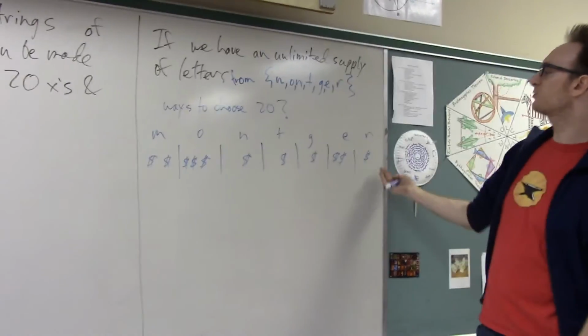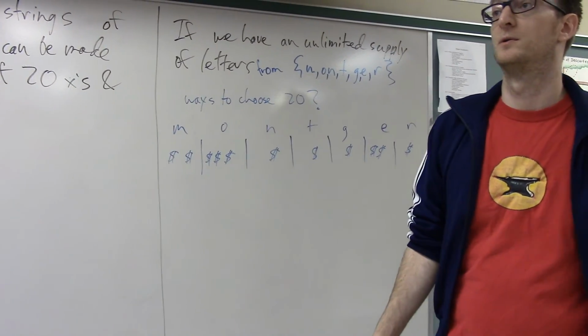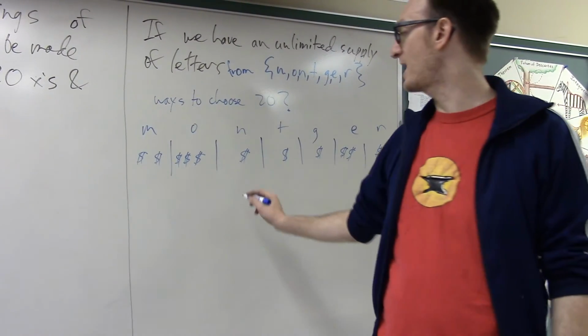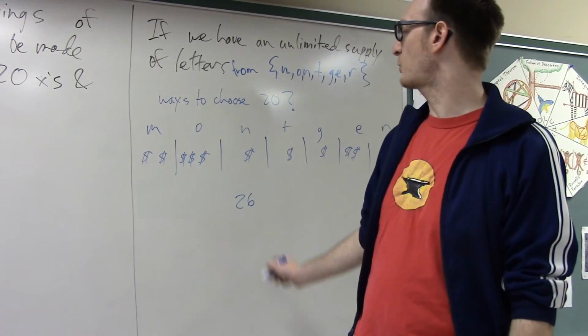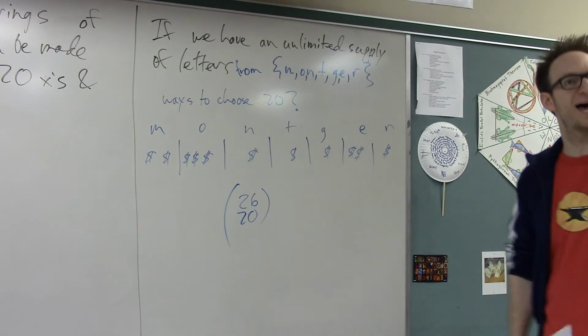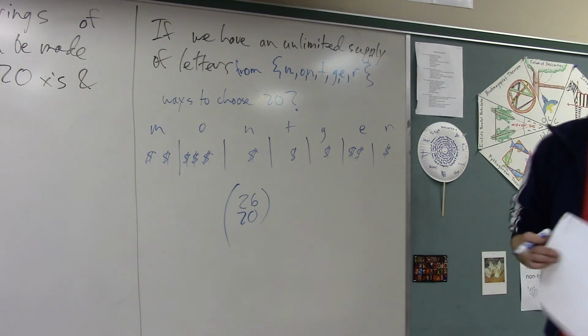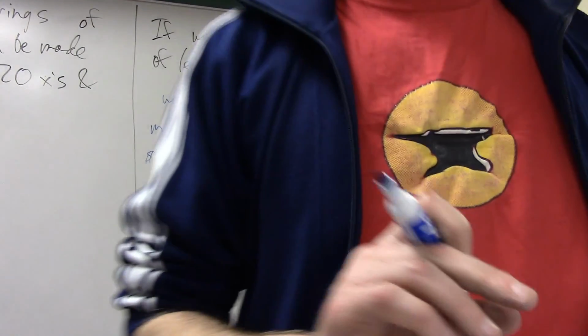And every one of them results in a distinct string of length 26. And so there are 26 choose 20 ways to do that. All right, if you didn't understand that, sorry. Google stars and bars, or I'll explain it better next class. Bye.